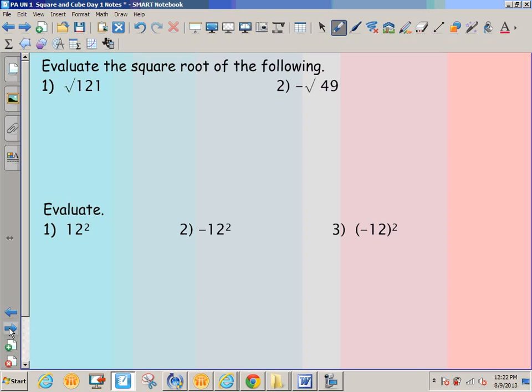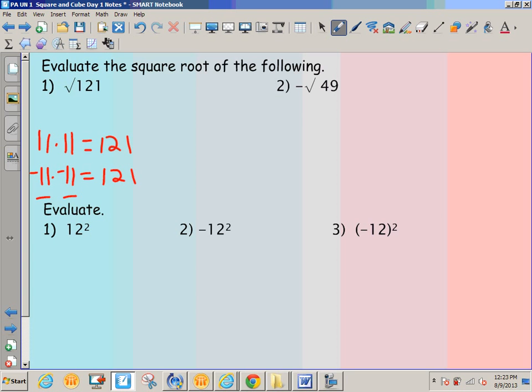So our first problem says evaluate the square root of the following. So we want to know the square root of 121. In other words, what number do we multiply by itself to get 121? Well, I know that 11 times 11 is 121, but also negative 11 times negative 11 is 121, because we know that a negative times a negative gives us a positive.